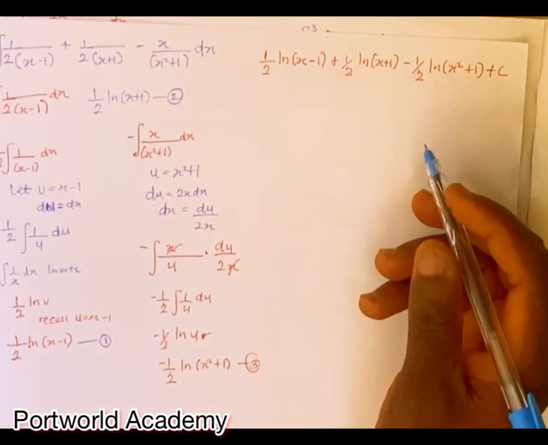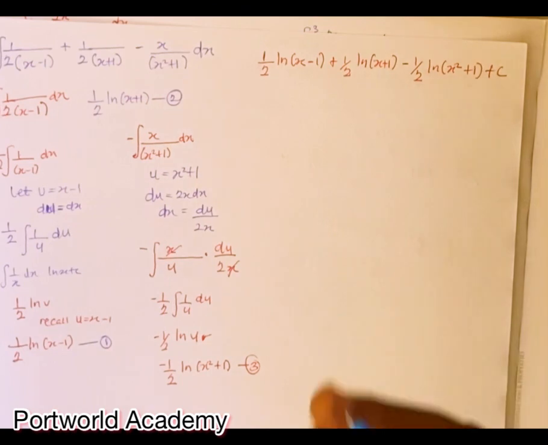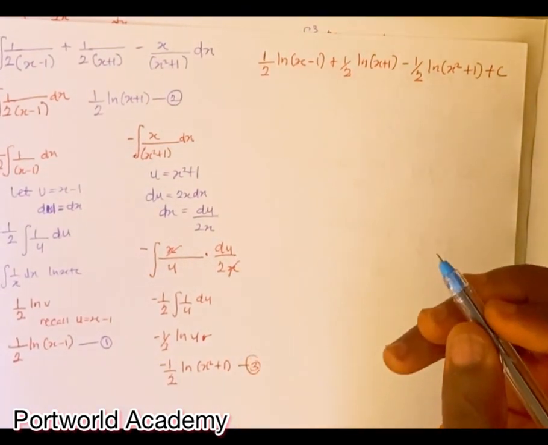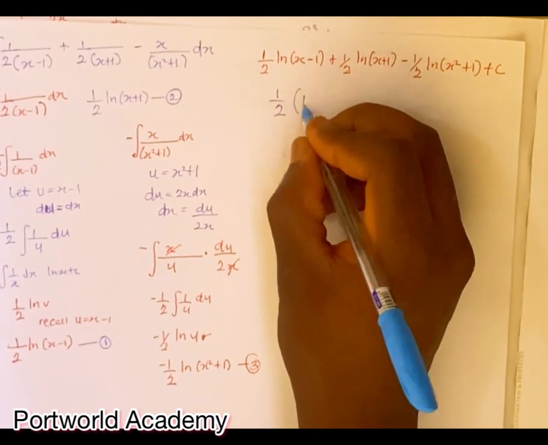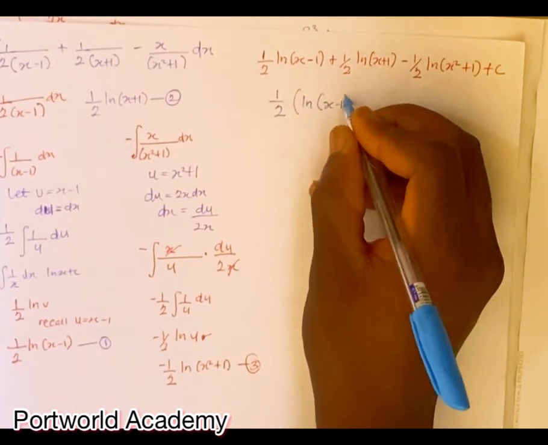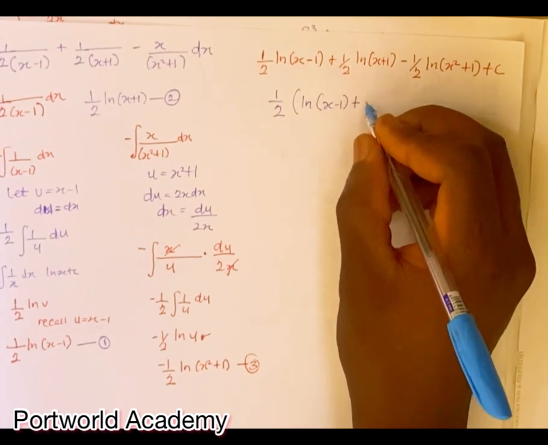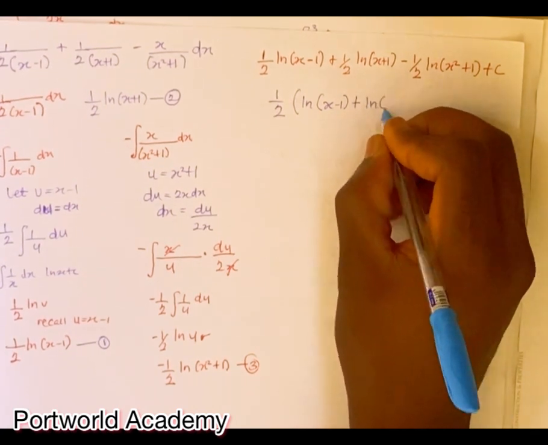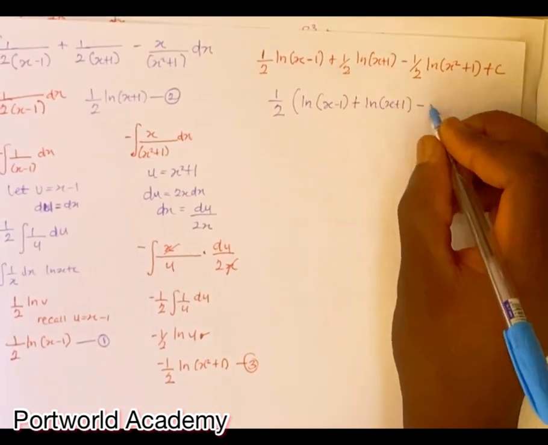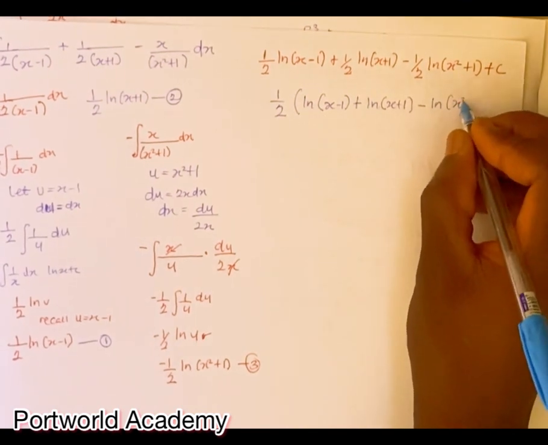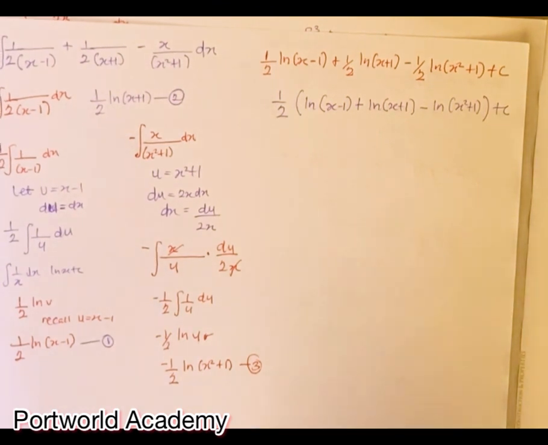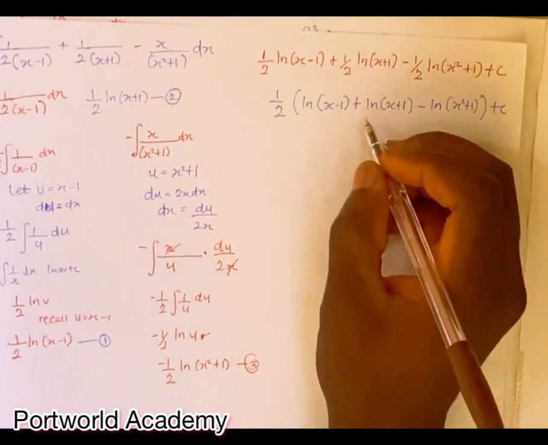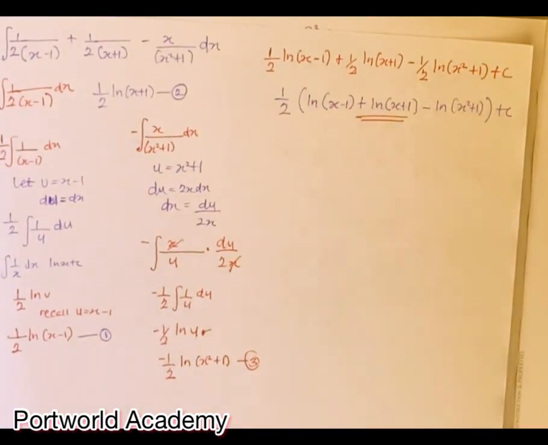So now let's just go ahead and factorize or simplify this. I can actually factorize my 1 over 2 out. 1 over 2, then I'm going to have in brackets ln x minus 1, right? Then plus ln x plus 1, then minus ln x squared plus 1, right? So plus c. I can still go ahead and simplify it, right? But let's not waste our time. Then you can just leave the answer like this, if you are integrating without limit.